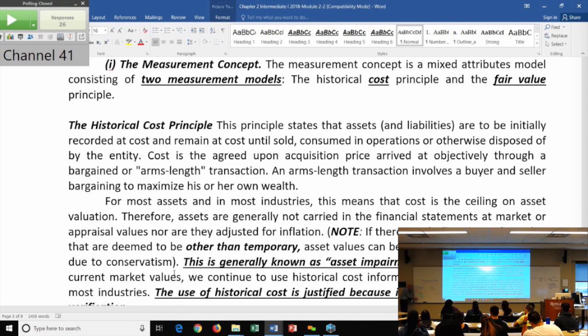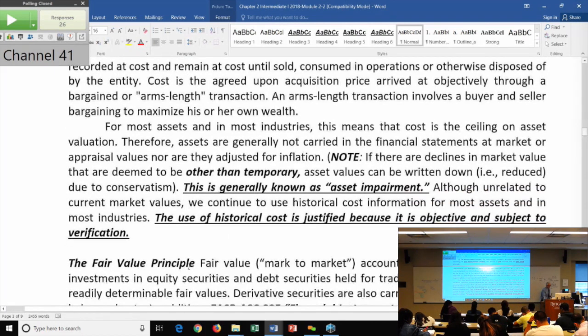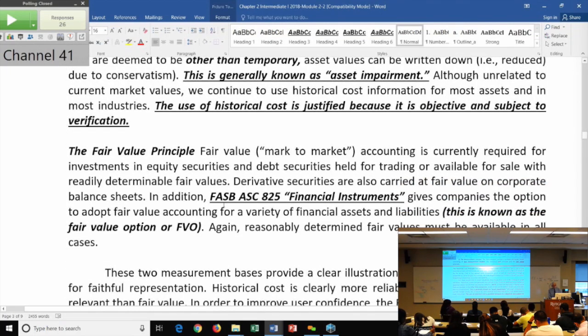And it can go down to zero, right? That's the minimum. But if the market value goes up, it's not recognized. Sometimes you recover up to cost, but you would never recognize market values in excess of cost. So as a result, if you adhere to the historical cost principle, it is in fact going to be a ceiling on asset valuation. You could go below cost if it's impaired, but you don't go above cost. Now, this is based on conservatism, but it's also based on faithful representation. So historical cost is less relevant, but is in fact much more faithfully representing the value of the asset. We continue to use cost even though it may not be relevant. We don't build in inflation because it is objective and subject to verification.